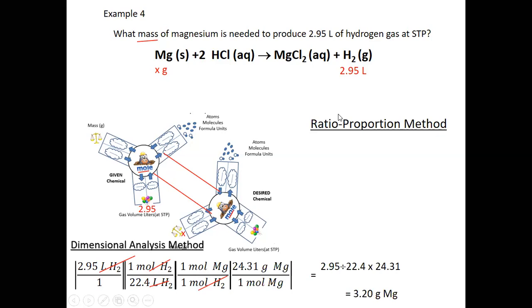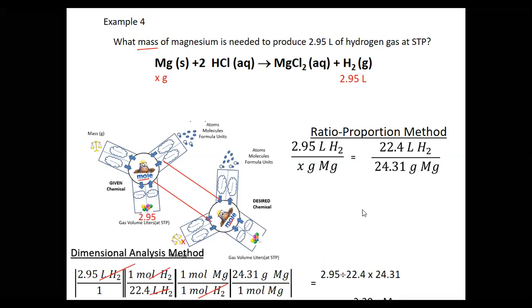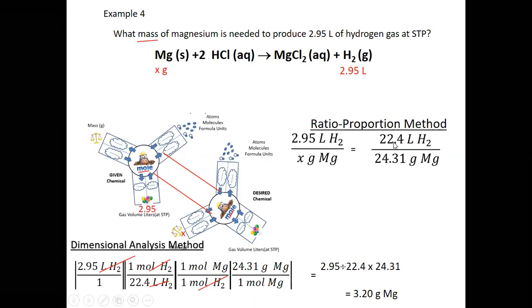Let's take a look at the same example from the ratio proportion method. So we write our given and our desired, including the quantities, the liters of hydrogen and the grams of magnesium. On the right side, our fraction matches. On the right side, what should appear there are the quantities equal to 1 mole, 22.4 liters of hydrogen, 24.31 grams of magnesium. Remember, if it's liters on the left, it better be liters on the right. If it's grams on the left, it better be grams on the right. So the labels on the top match each other, the labels on the bottom match each other.